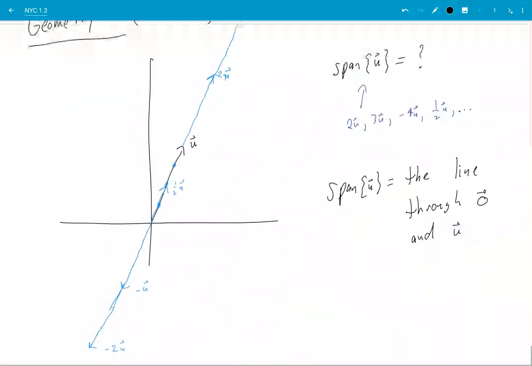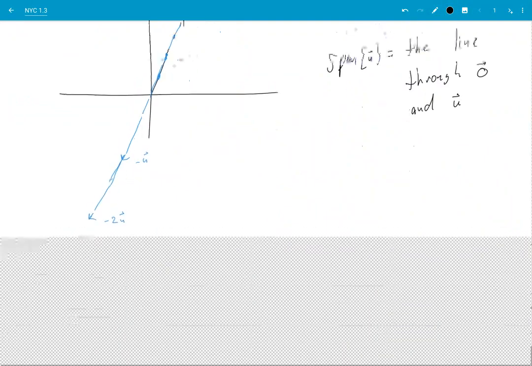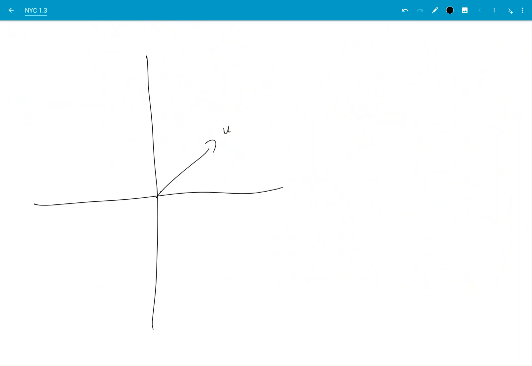If you haven't copied, you pause now and copy that. Okay. What if we have two vectors? So say u goes like this, and say v goes like this. What is the span of u and v?